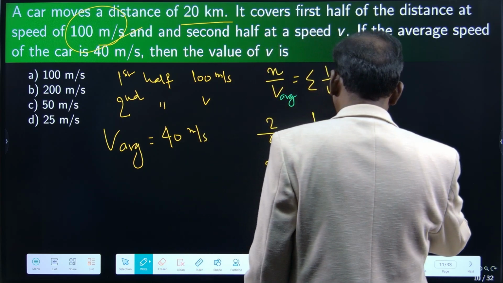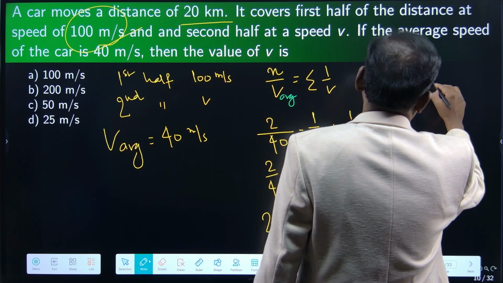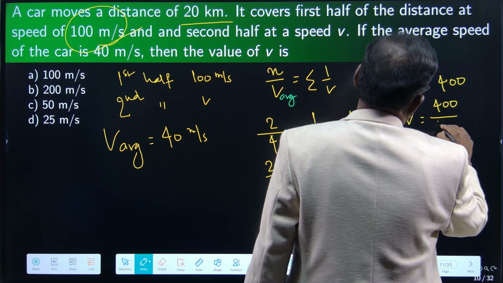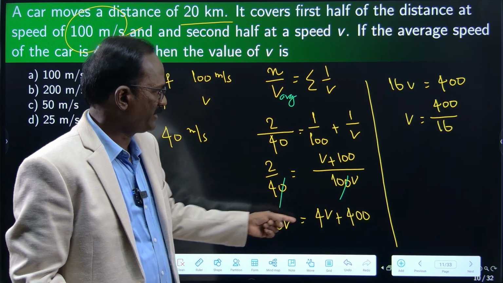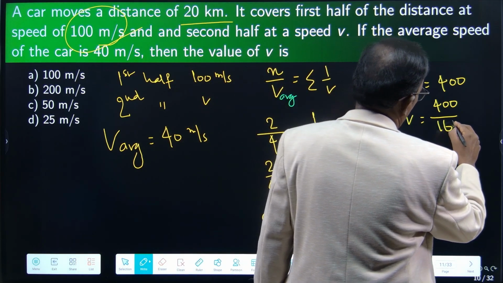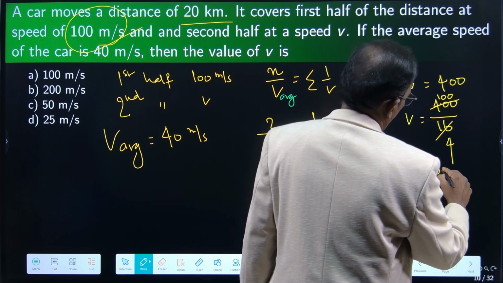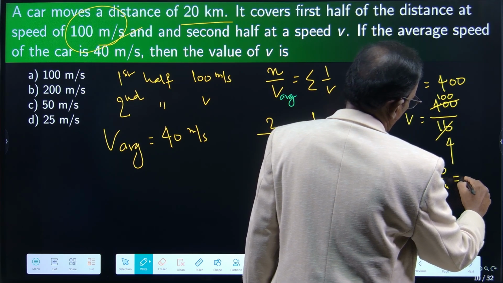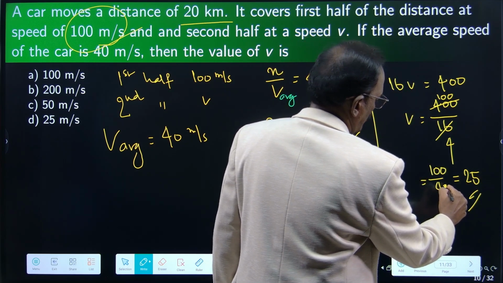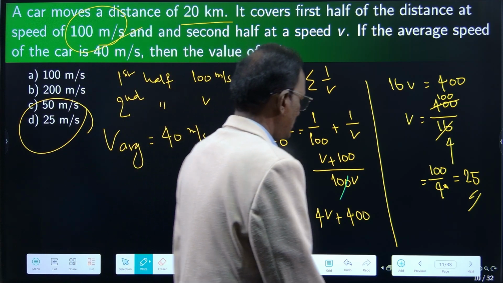20 V minus 4 V, 16 V is equal to 400. So V is equal to 400 divided by 16. 4 times 4, and this is 100. 100 by 4 is equal to 25. The answer is 25 meter per second. Option D is right.